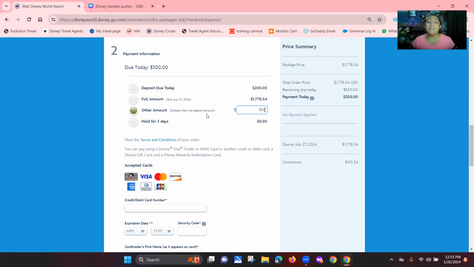Okay. So it has to be either the 200, which you'll hit the deposit, or it can be 300, 400, 500, whatever it is, but you will have to go ahead and do another amount if it's not the full amount or the 200. The awesome part about this is we're able to hold this for 3 days, meaning that you can guarantee for 3 days this resort, the price, everything we just went over.